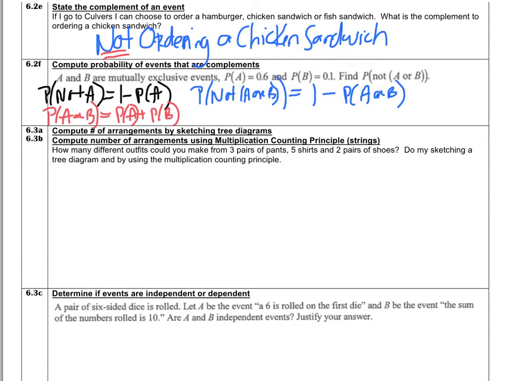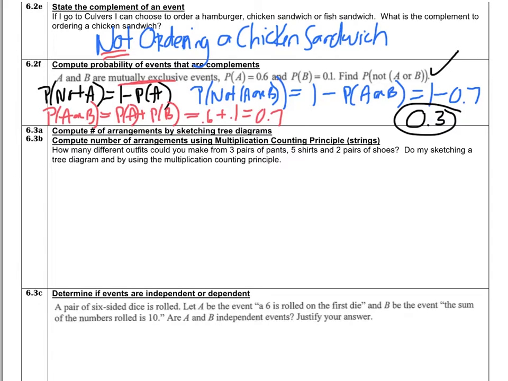Now, they are mutually exclusive, so there's nothing in common, so I do not have to subtract out the probability of A and B. If we finish this, we know it's 0.6 plus 0.1, so the answer here is 0.7. But what I just found was this. So I have to come back, and what I do is I'm going to take 1 minus 0.7. The answer here, therefore, ends up being 0.3.